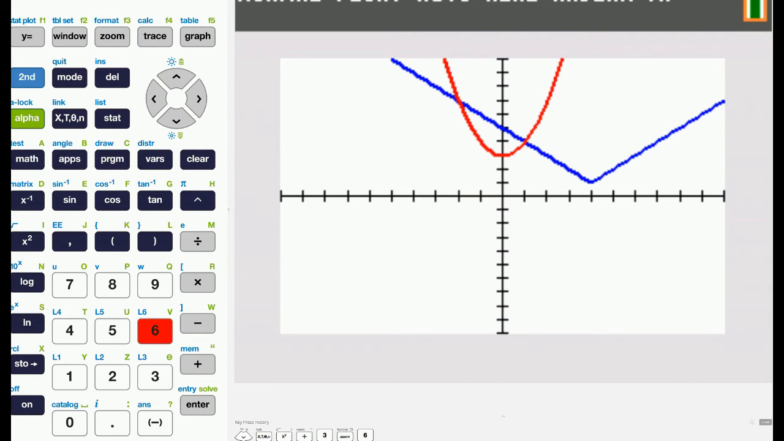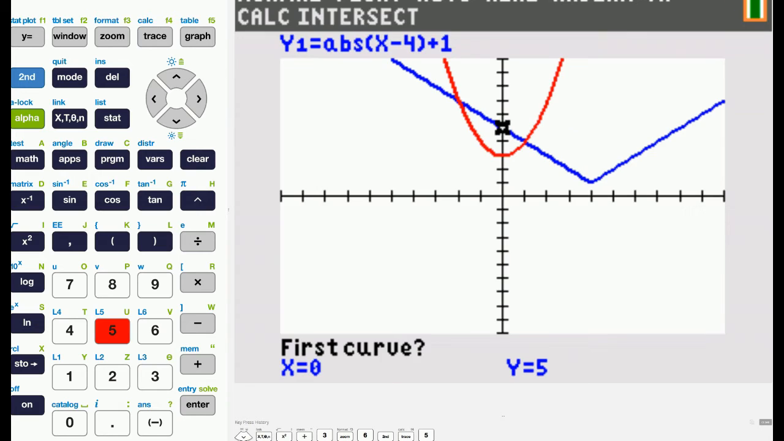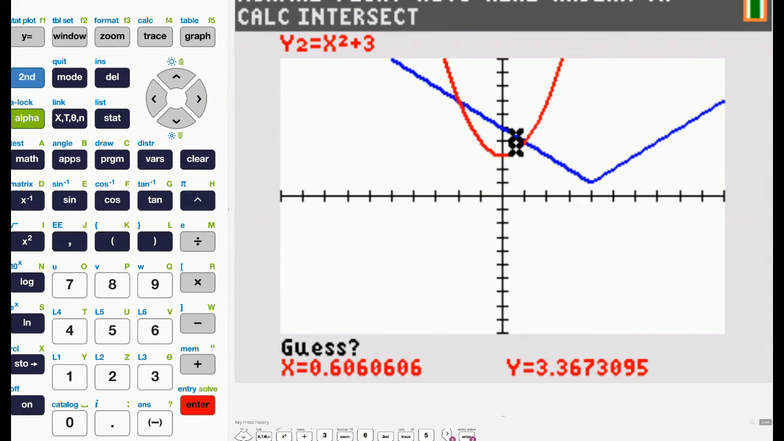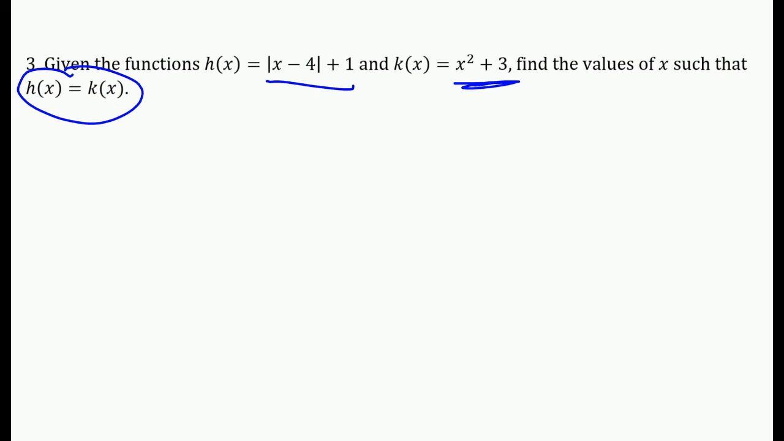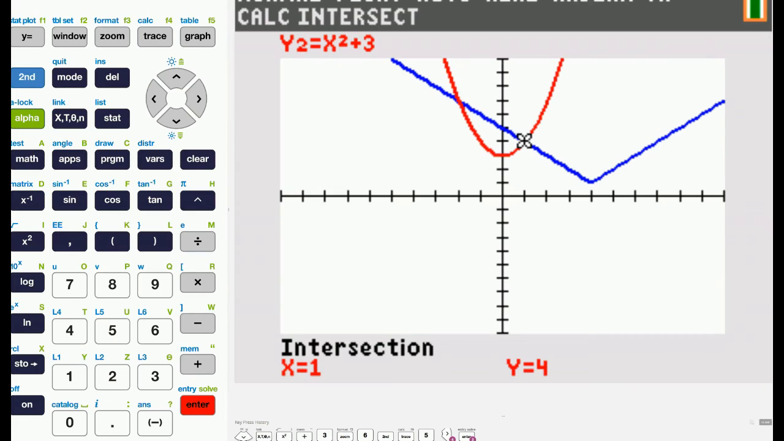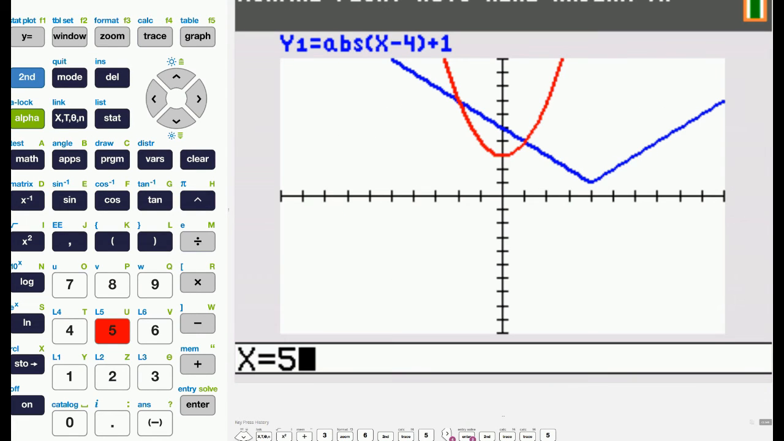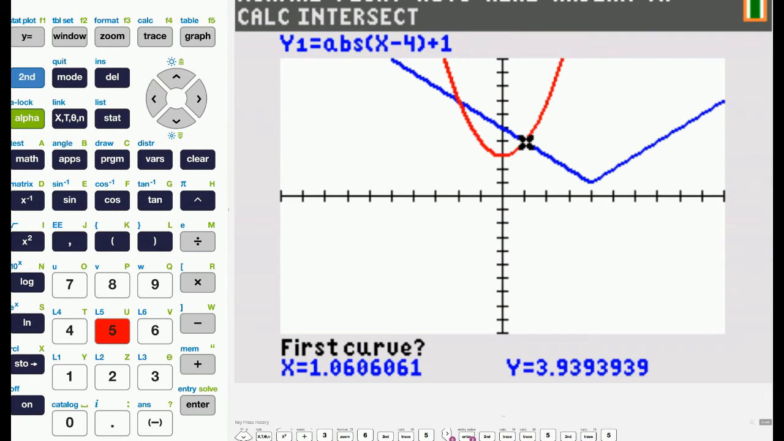To see where they intersect, I just do second trace intersect, move him close to one intersection point, enter 3 times. So that's a nice integer point there, x equals 1. So when does h of x equal k of x? We have x equals 1. You might see that written as h of 1 equals k of 1, because 1 makes those 2 functions equal. They both equal 4.